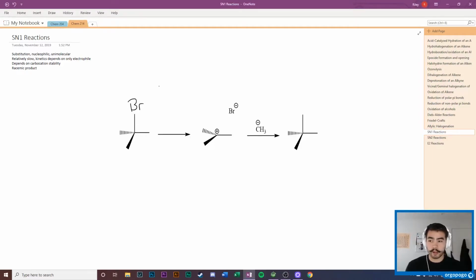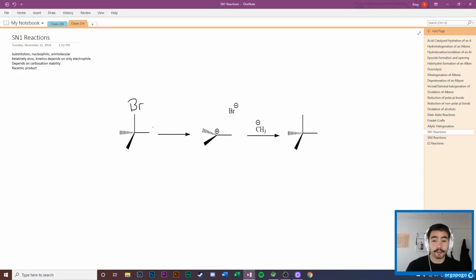All right, SN1 reactions. Couple things about it. SN1 means substitution nucleophilic unimolecular. Substitution because we're changing the leaving group with our nucleophile, the nucleophilic. And the unimolecular has to do with the speed of the reaction. It only depends on the electrophile or the leaving group.